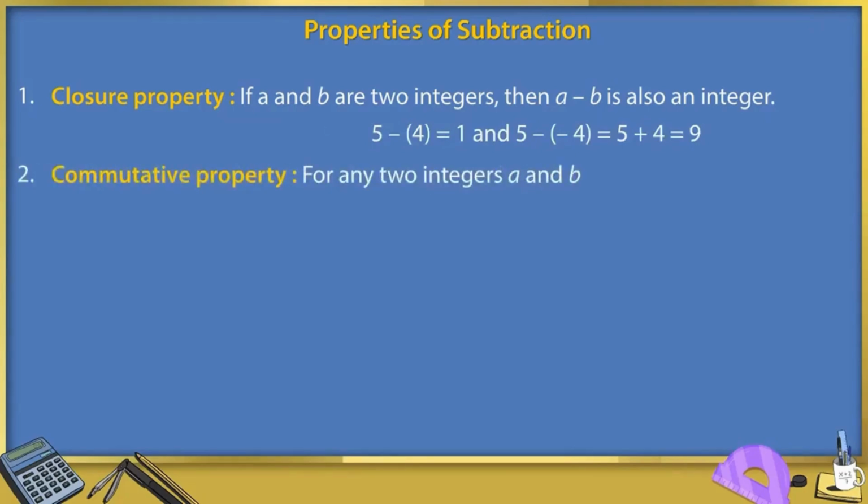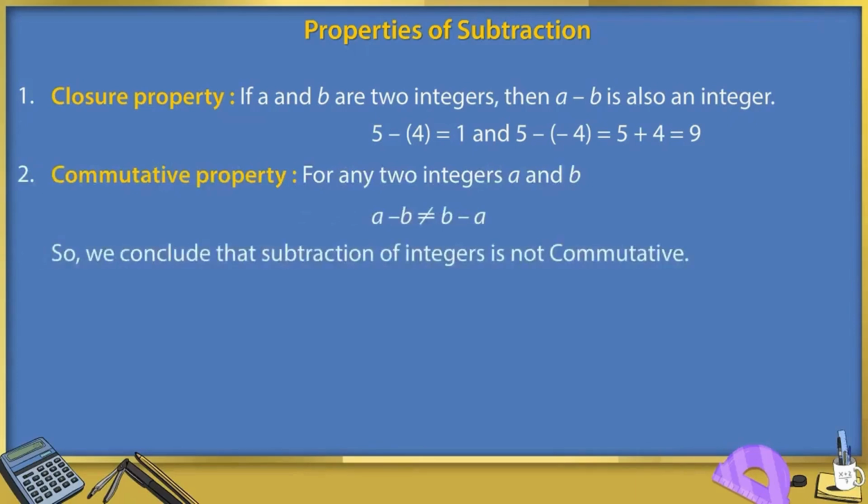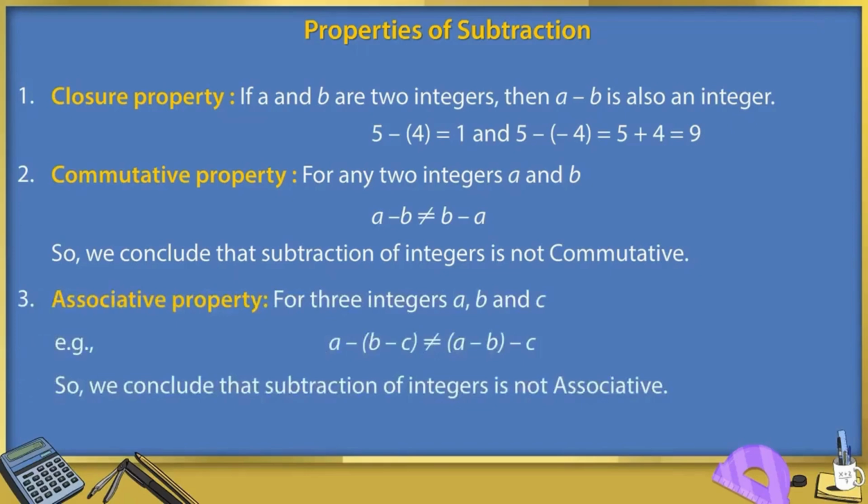2. Commutative property. For any two integers a and b, a minus b is not equal to b minus a. So, we conclude that subtraction of integers is not commutative. 3. Associative property. For three integers a, b and c, a minus (b minus c) is not equal to (a minus b) minus c. So, we conclude that subtraction of integers is not associative.